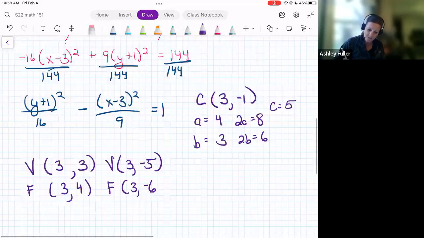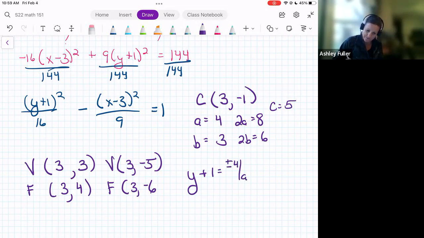The asymptote lines, we can follow that same pattern from the equations we wrote before, and our asymptotes are going to be y plus 1 is equal to plus or minus a over b, either one, 4 over 3 here, times (x minus 3). Those are the equations for both of our asymptotes.